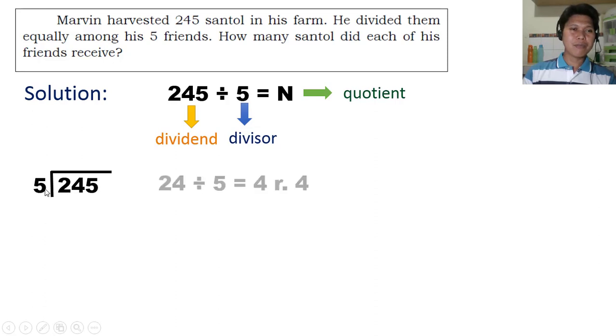So 24 divided by 5 is 4. Kasi 5 times 4 is equal to 20. Okay? Pero may remainder na 4. Hindi kasi pwedeng diretso ka sa 5 kasi 5 times 5, 25 na. Lalagpas ka na sa 24. So dito lang tayo sa 4, tapos may remainder tayo na 4.